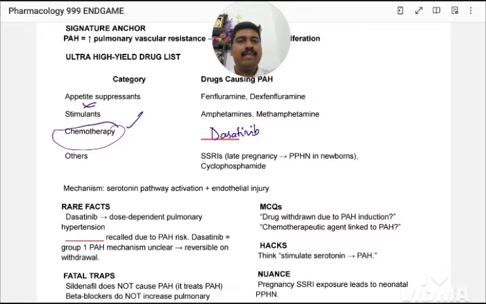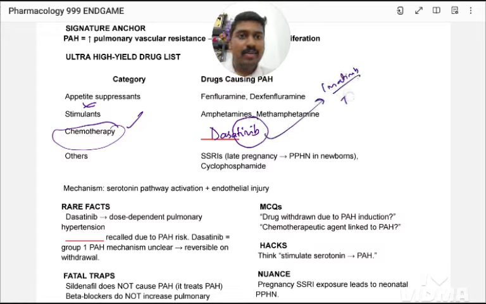Okay, dasatinib. Where is dasatinib used? Yes, remember tinib. What is tinib? Imatinib. Remember, imatinib is basically a tyrosine kinase inhibitor. This tyrosine kinase inhibitor is used in case of CML. So dasatinib is used in resistant CML, like whenever there is Philadelphia chromosome positive.